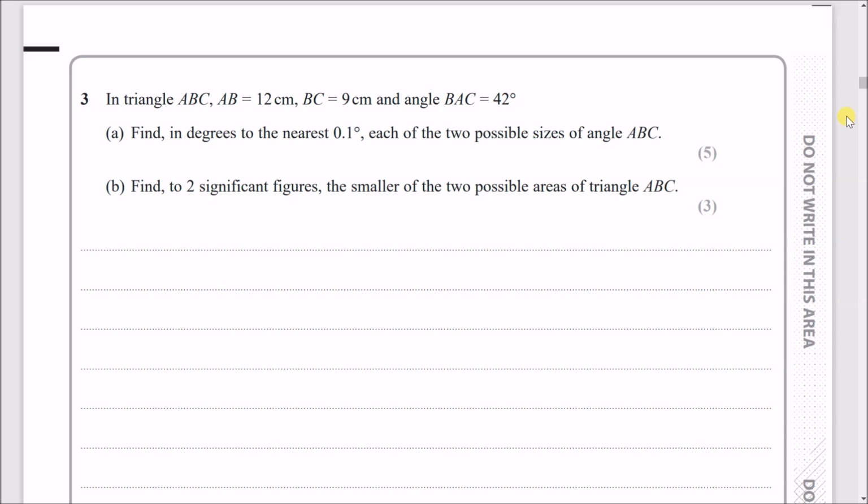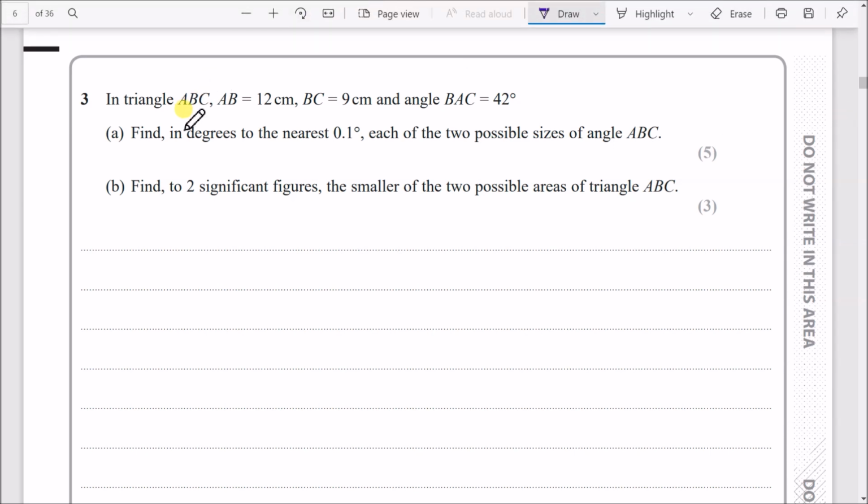Alright, cool. Now, in triangle ABC, AB equals 12 and BC equals 9, yeah? And angle BAC equals 42 degrees. Cool. So let's just sketch this out for a second, yeah? So you got A, B, and C. So let's say A, B, C. AB is 12, BC is 9, angle BAC is 42. Alright? Now, A. Find in degrees to the nearest 0.1 degrees each of the two possible sizes of angle ABC. So we're talking about angle ABC. So we're talking about here.